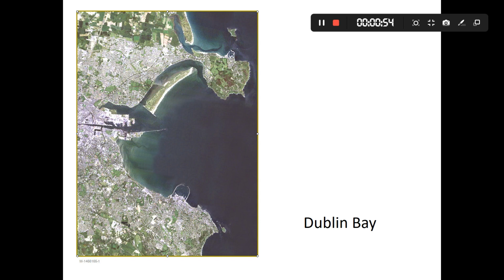So, we are doing features of erosion. We have done our first feature of erosion, which is a cliff, and the second feature of erosion that we're going to look at are bays and headlands. And Dublin Bay, Howth Head and Bray Head are probably the best local examples that we have of those.